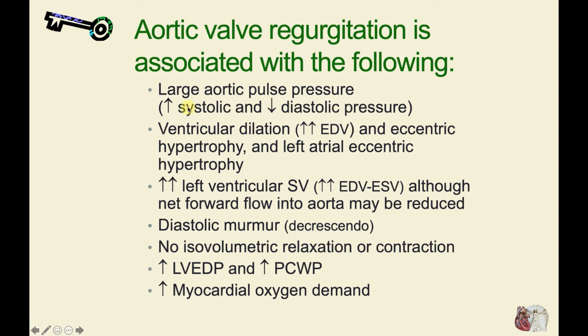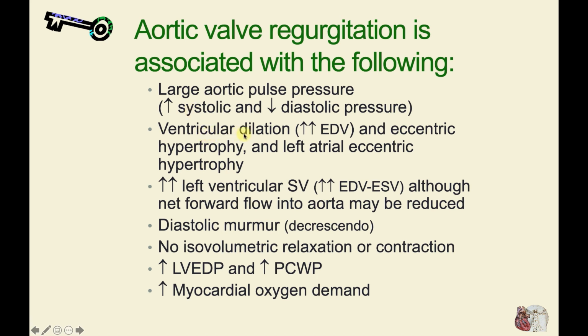Now, you may not always see an increase in systolic pressure because with prolonged aortic regurgitation, the heart itself may go into systolic failure. And when it goes into systolic failure, it may not be able to generate that elevated systolic pressure in the aorta. But if it's not in systolic failure, if it's still able to compensate for this regurgitation, then the systolic pressure in the aorta will be elevated.